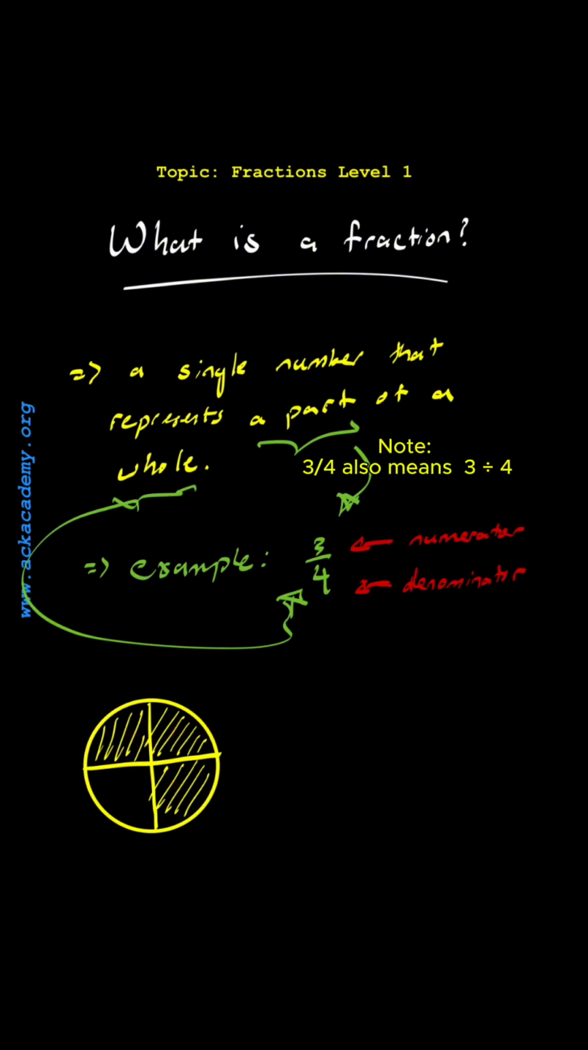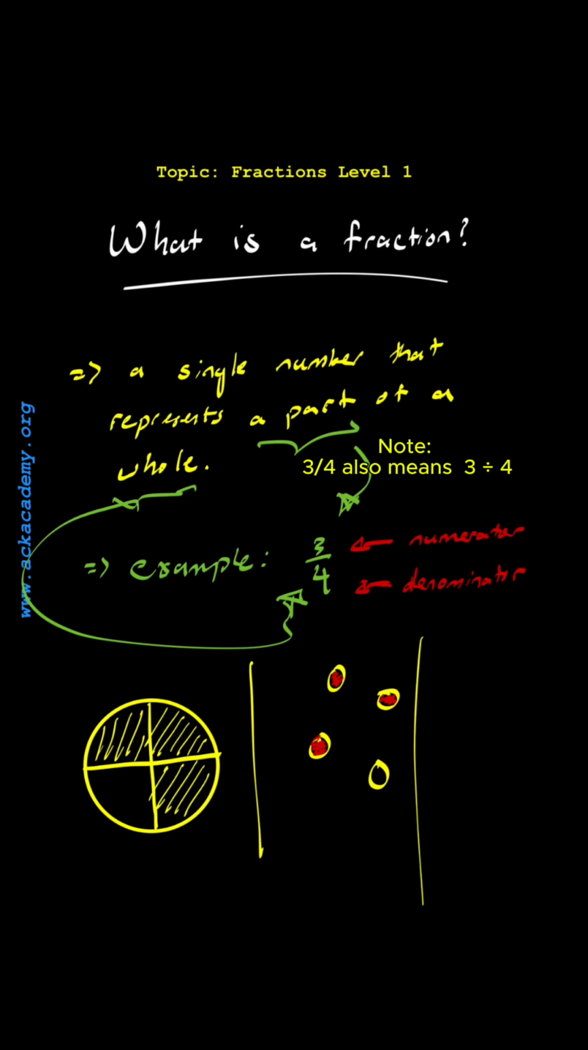Okay, we could also represent 3/4 like this. This is one way. This is like a graphic way. We can also say, maybe we have 4 things, and 3 of those things are shaded in or something. So that's also 3/4.